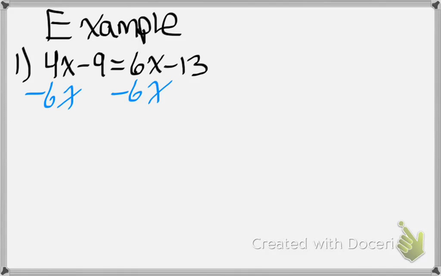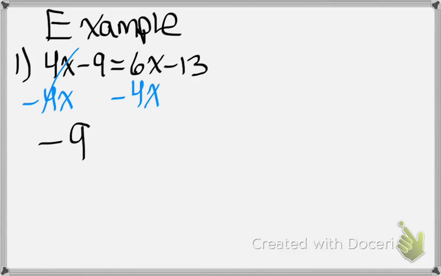Or if you'd started off by following the recommendation, move the smaller one towards the bigger one, the smaller one is 4x. It's positive 4x, move it by subtracting 4x for the same reason I just said for the other one. So subtract 4x from both sides, and now look what happens. They cancel on the left still, but now on the left, look what you're left with. On the left, you have negative 9, not regular 9, negative 9, because of that minus sign. So negative 9 equals 6x minus 4x, well, that's 2x. Minus 13 just drops down.